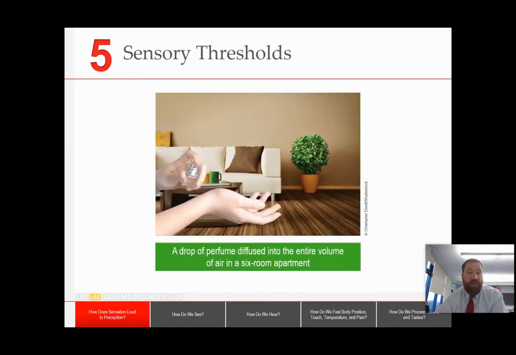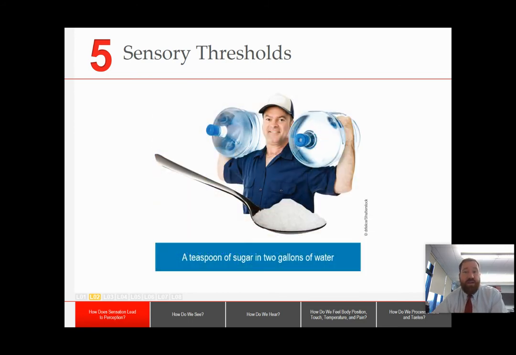Our sense of smell is one drop of perfume diffused into an entire volume of air in a 6-room apartment. That is, again, think about what it's saying. It's just barely visible, but you'll be able to still detect it. Sense of taste, if you dissolve a teaspoon of sugar into 2 gallons of water, you will just barely be able to taste it. But in 2 gallons in a cup, you probably won't taste it at all. It just tastes like normal water, even though it's actually there.